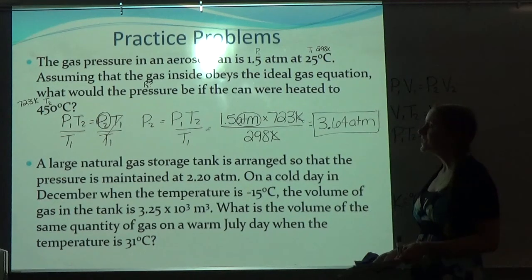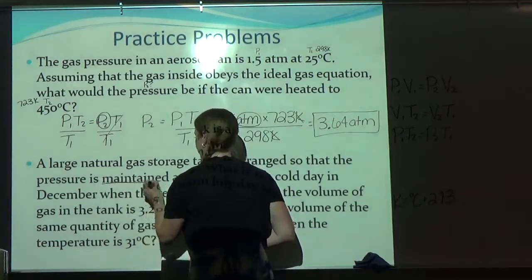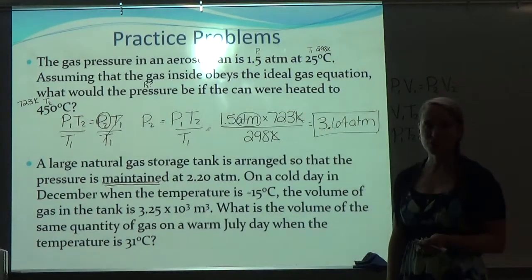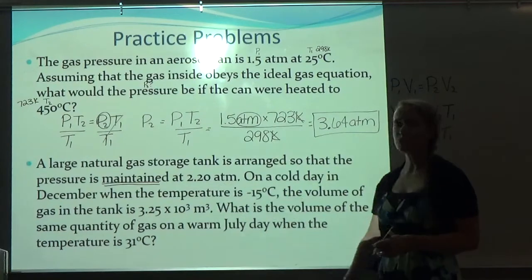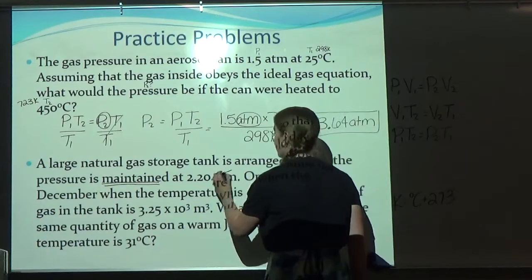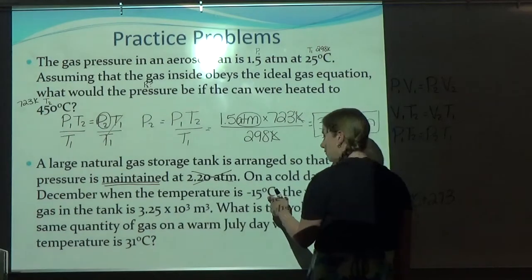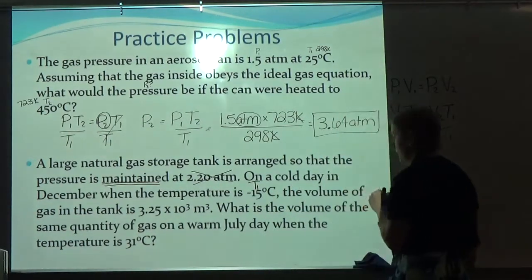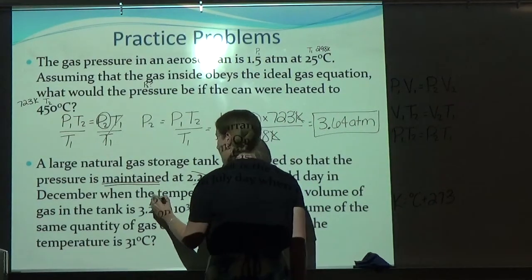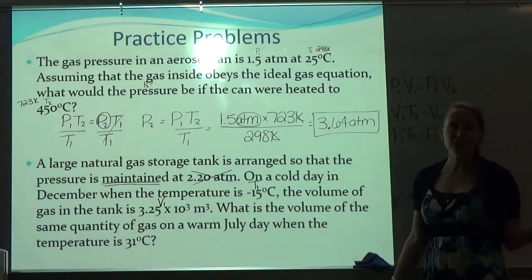All right, so it says a large natural gas storage tank is arranged so that the pressure is maintained at 2.2 atm. That means there is no P1 and P2. The pressure stays 2.2 atm the whole time, so I don't need pressure on this one. Okay, this is just extra information to me. On a cold day in December, when the temperature is negative 15 degrees Celsius, so there's a T1, the volume of the gas in the tank is 3.25 times 10 to the 3 meters cubed. So there's my V1. And y'all, don't let the fact that it's all of a sudden meters cubed throw you off. That's a unit for volume.